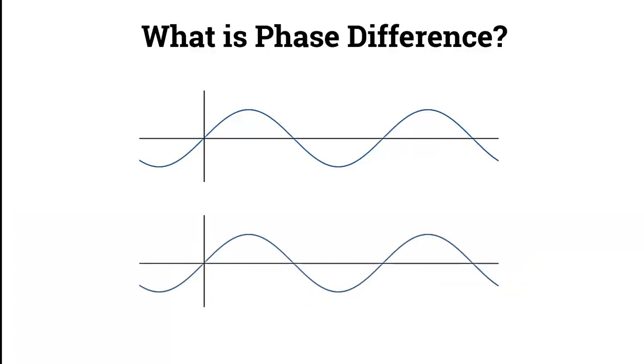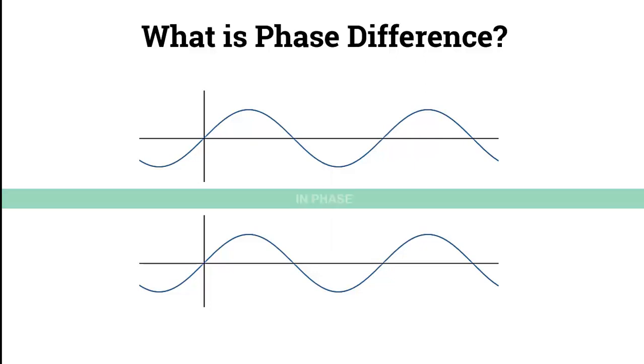Now take another look at these two waveforms. In this case, the distance between the two waveforms at different points of time is not varying and it is the same. So that means that these two waves are in phase.